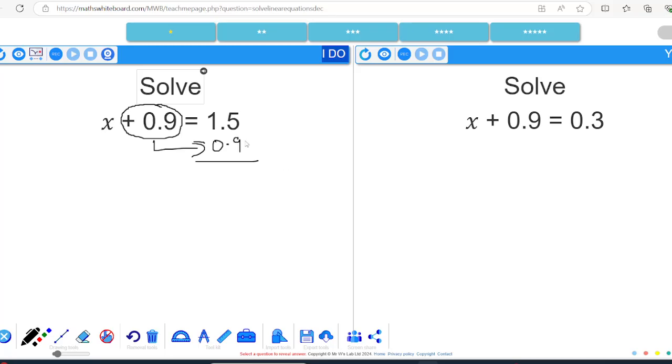Just using your column subtraction. 9 away from 5 can't do that, so I need to borrow one from the previous column. Remember we're putting 10 tenths into that column, so we've now got 15 tenths. So 9 away from 15 gives me 6. 0 from 0 gives me 0. So my x would equal 0.6.